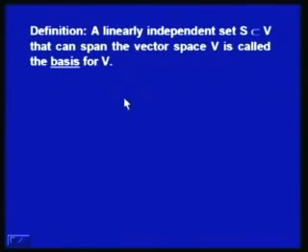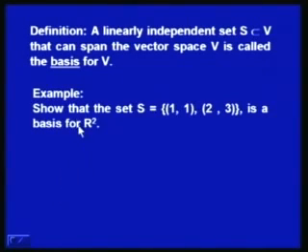On this basis, we define a basis for a vector space V. So, this is a definition. A linearly independent set S, which is a subset of V, that can span the vector space V, is called the basis for V. Now, this is the definition for basis. Example: show that the set S consisting of (1, 1) and (2, 3) is a basis for R2.